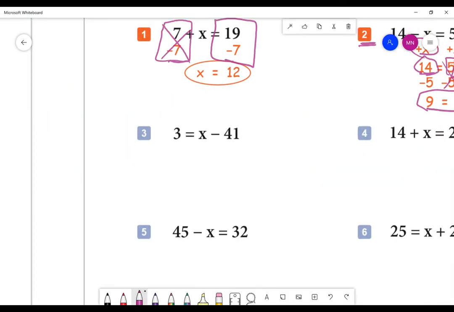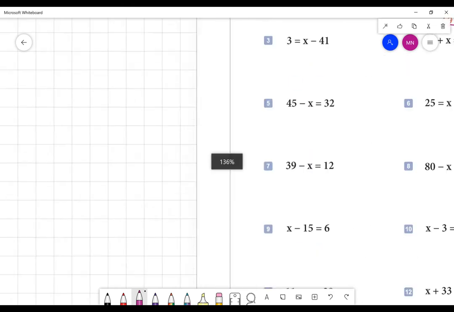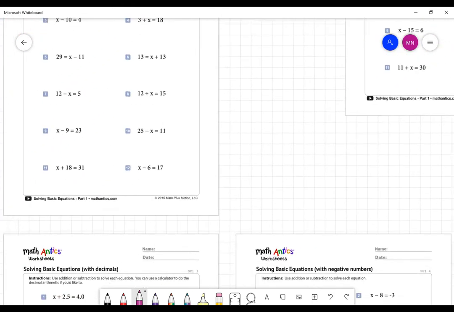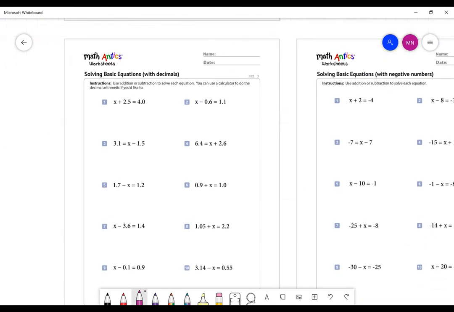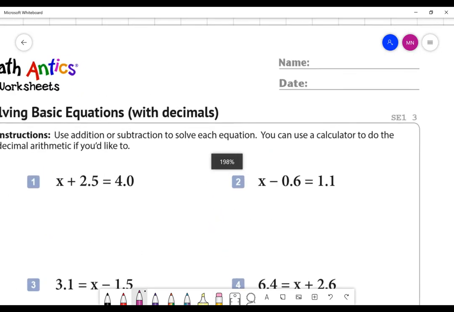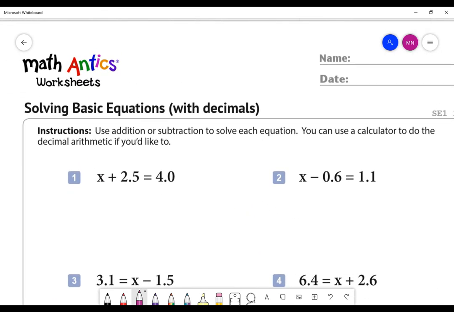All right, so now today we're going to be looking at decimals and negative numbers. All right, so here it's the same type of deal, except now we're working with decimals. So what would I have to add to 2.5 to get to 4? And if these problems seem a little difficult to you, I will typically just kind of get rid of the decimal point for a bit.